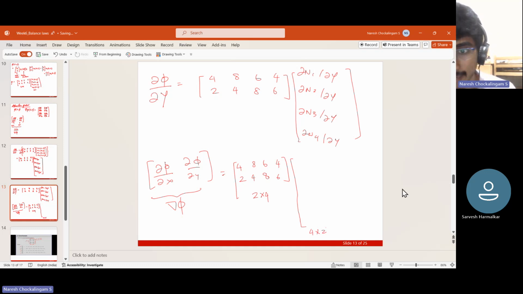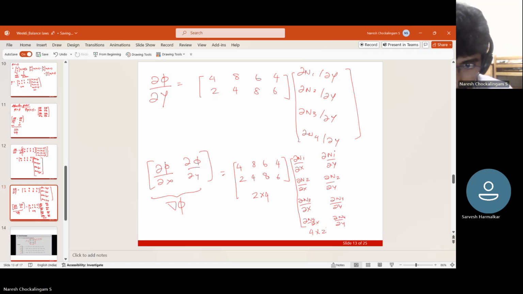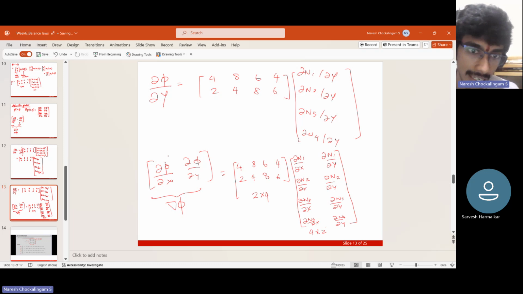What is the 4 cross 2 matrix? It is dou n1 by dou x, dou n2 by dou x, dou n3 by dou x, and dou n4 by dou x. What is the second column? All the shape functions differentiated with respect to y: dou n1 by dou y, dou n2 by dou y, dou n3 by dou y, and dou n4 by dou y. So we got the deformation gradient, which is F. The only thing left to do is to actually compute these derivatives. Let's do that. It's very simple.